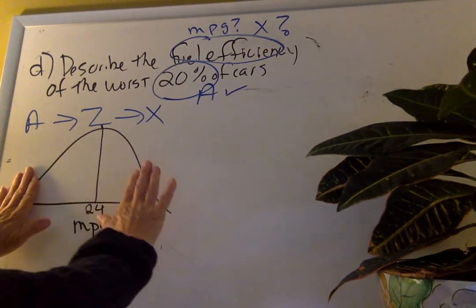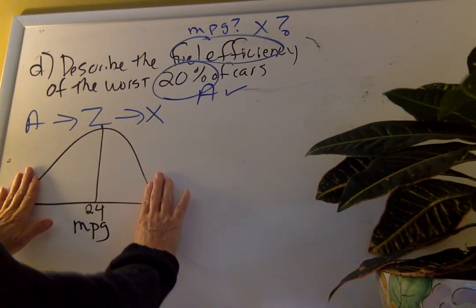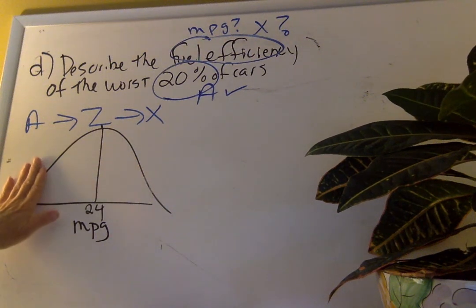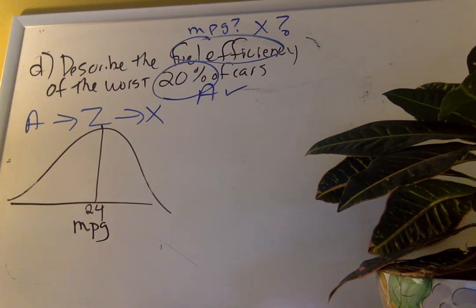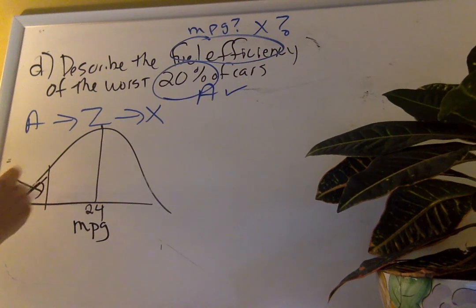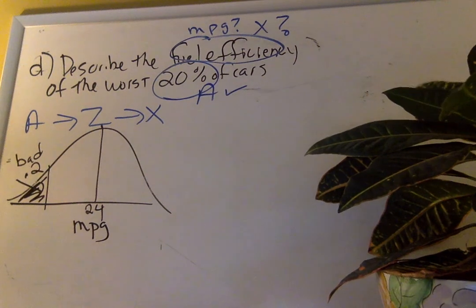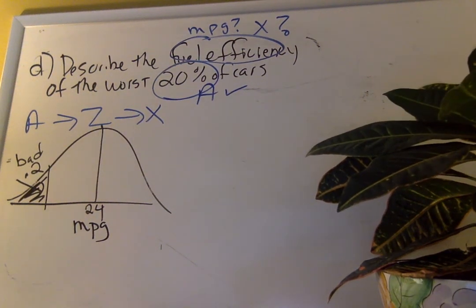5 miles per gallon, 500 miles per gallon. Where are the bad cars? Oh, yeah, 5 miles per gallon is a terrible car, right? If you're making 3 or 5 or 8 miles per gallon, you have a terrible car. This is the bad cars. 20% is 0.2. That's how you know which tail, which corner you're working with.